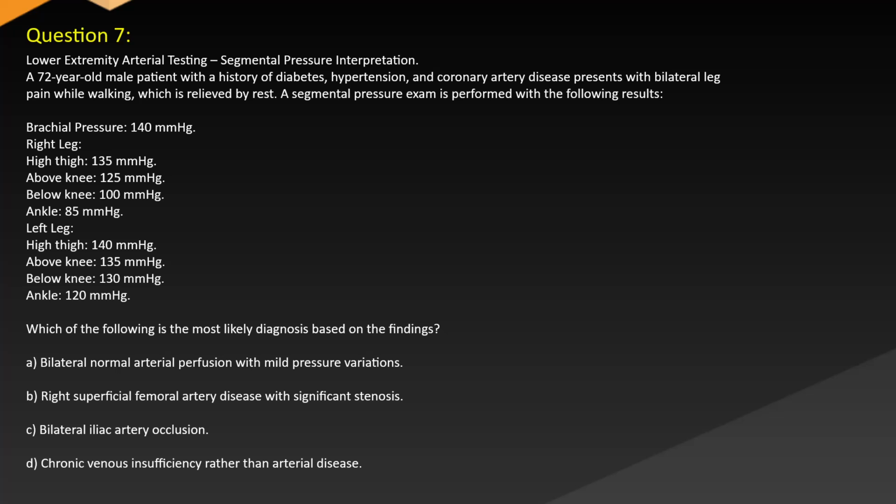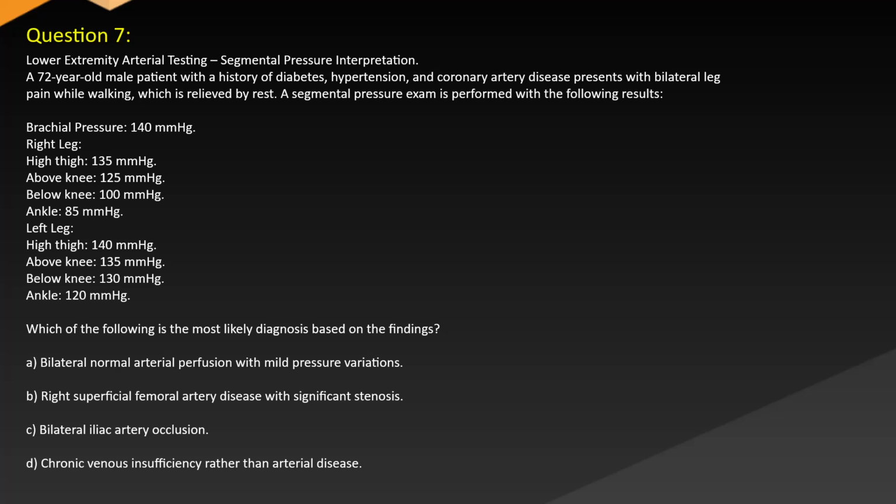Brachial pressure 104 mmHg. Right leg: high thigh 135 mmHg, above knee 125 mmHg, below knee 100 mmHg, ankle 85 mmHg. Left leg: high thigh 104 mmHg, above knee 135 mmHg, below knee 130 mmHg, ankle 120 mmHg. Which of the following is the most likely diagnosis based on the findings?